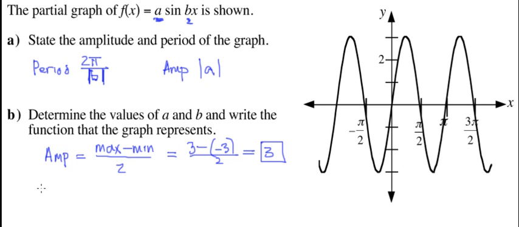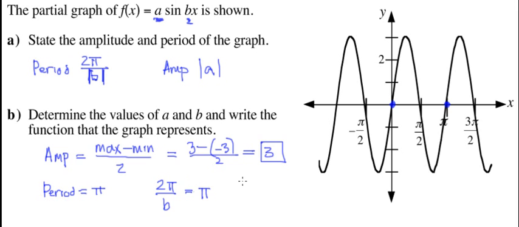For its period, let's see, if it starts there, it goes hill, valley, and it's done by pi. So its period is pi. Now that's not what they asked for. They asked for the b value. You remember period is 2 pi divided by b, and we just found that that equals pi. Can you solve that for b?